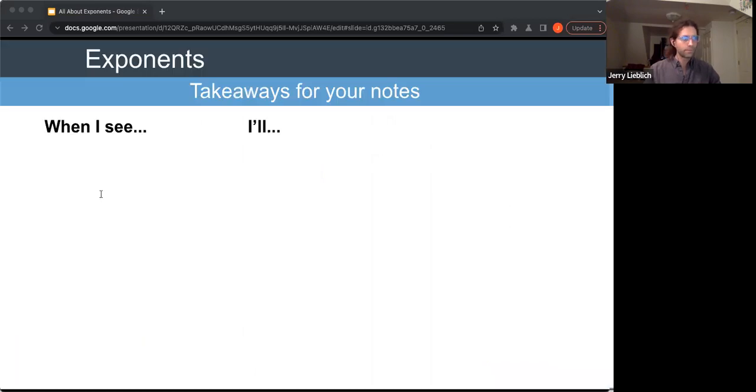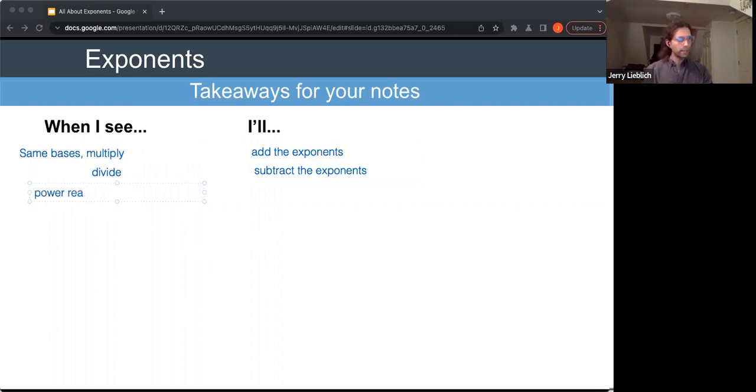So, we saw a lot of things today. We learned our exponent rules, right? If I'm multiplying exponents with the same bases, I'm going to add the exponents. Same bases, and I divide, I'll subtract the exponents. If I have a power raised to a power, I multiply the exponents.